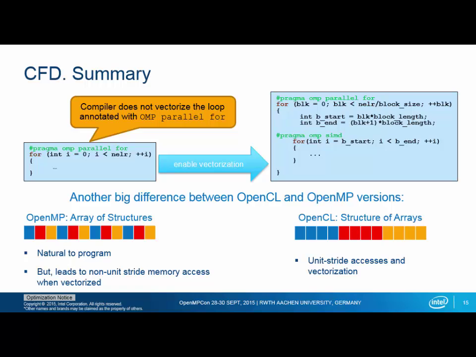But we found that we still have some gap between OpenCL and OpenMP. And we found one more major difference in implementation. OpenCL uses structure of arrays, while OpenMP uses array of structures. We know that array of structures is natural to the programmer, but structure of arrays is more vectorization friendly and can allow you to reach unit stride memory access.